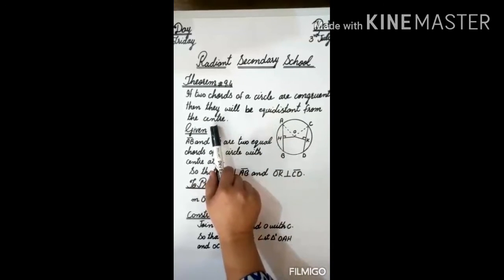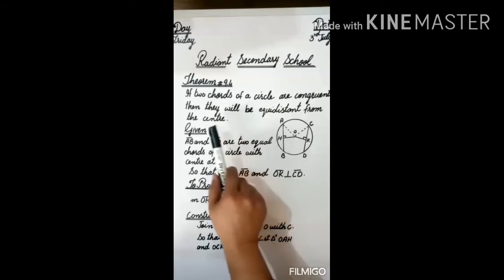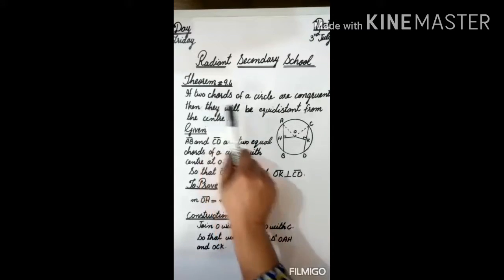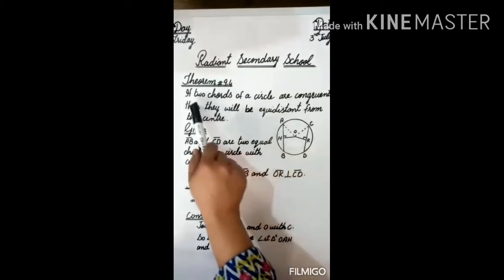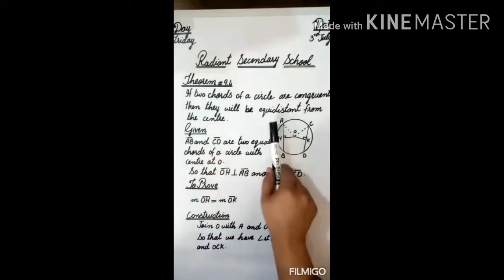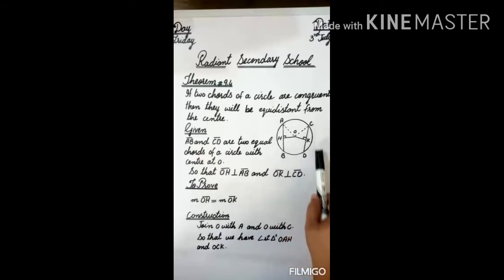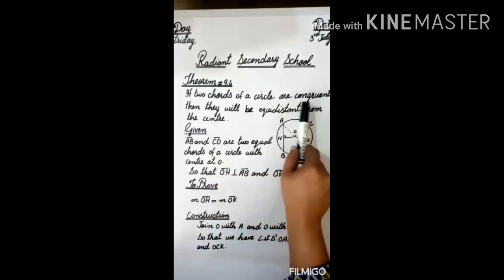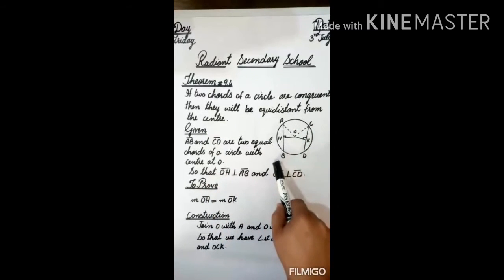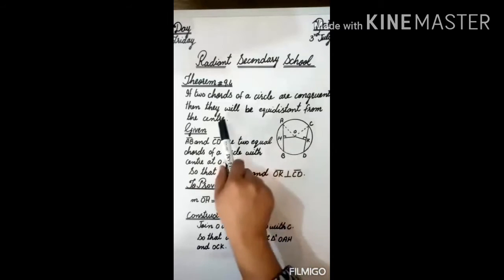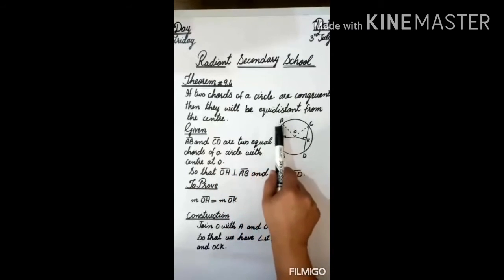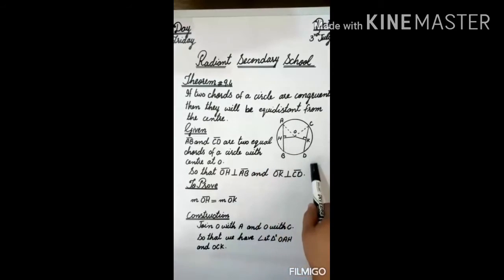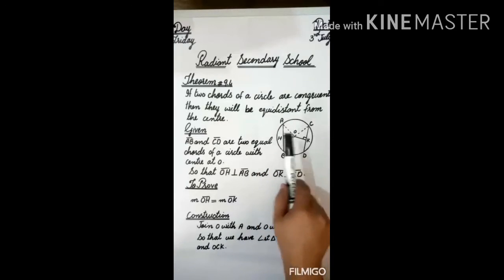Now what is the center? Center means it is a fixed point which is equidistant from the points on the circumference of a circle. Now with the help of this statement we can draw a diagram. Move on to the diagram. They are saying there are two chords. In the diagram we have two chords AB and CD, which will be equidistant from the center. Or congruent. Congruent means the lengths of these two chords AB and CD are equal, and then they will be equidistant, meaning these two chords AB and CD are at equal distance from the center O.